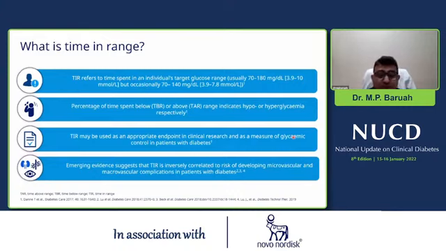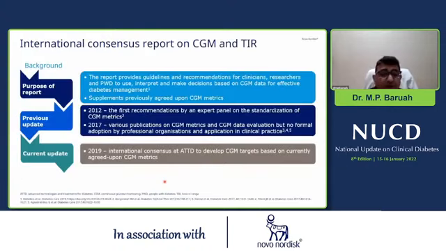TIR may be used as an appropriate endpoint in clinical research, although that has not happened for large clinical trials, but it's probably going to happen in the near future. It can serve as a measure of glycemic control in patients with diabetes. And there is emerging evidence suggesting that time in range is inversely correlated to the risk of developing microvascular as well as macrovascular complications in patients with diabetes mellitus. I'm going to discuss this in detail in my later slides.